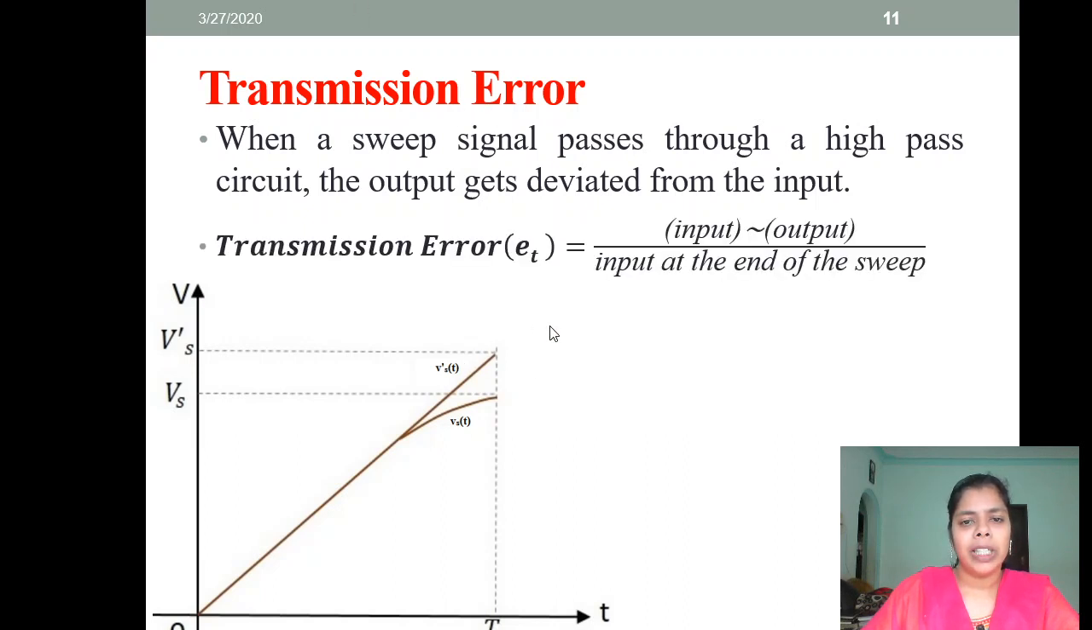So mathematically it is given by difference in input and output voltage at t equal to ts. At t equal to ts, the obtained voltage is Vs dash. When we pass the signal through a high pass network, the output voltage obtained at t equal to ts is Vs. So the difference between these divided by input at the end of the sweep. So Vs dash minus Vs divided by Vs dash.